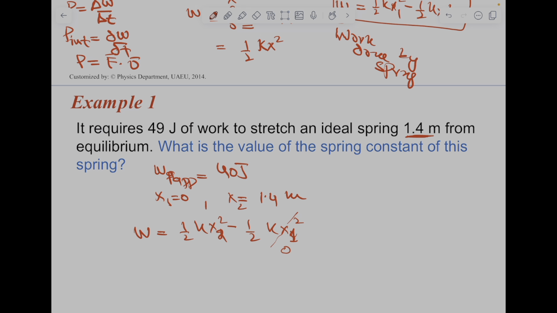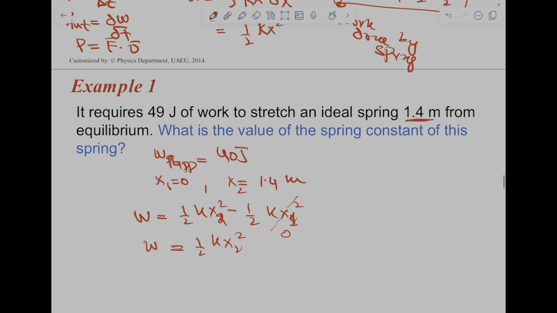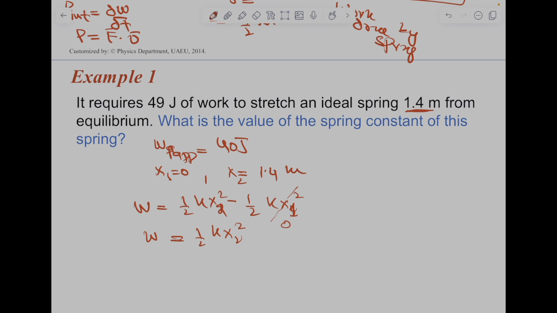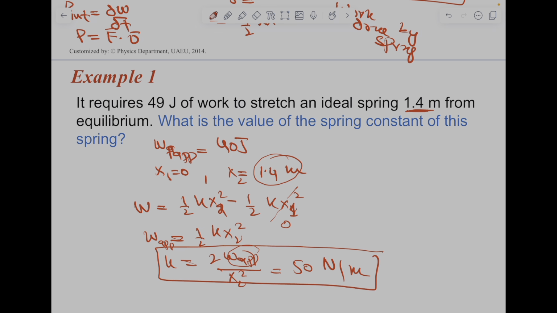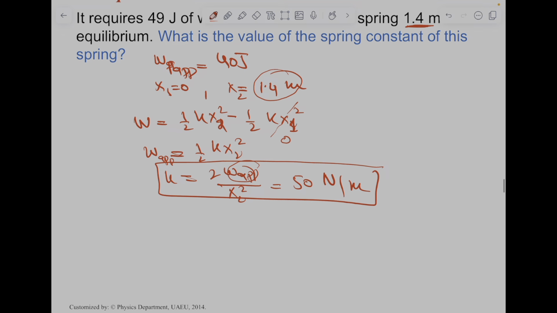So x1 is 0, and you get 1/2 k x2 squared. So k is 2W, the work applied, divided by x2 squared. When you substitute x2 as 1.4 and the work done as 49, you get 50 Newton per meter for the spring constant k.